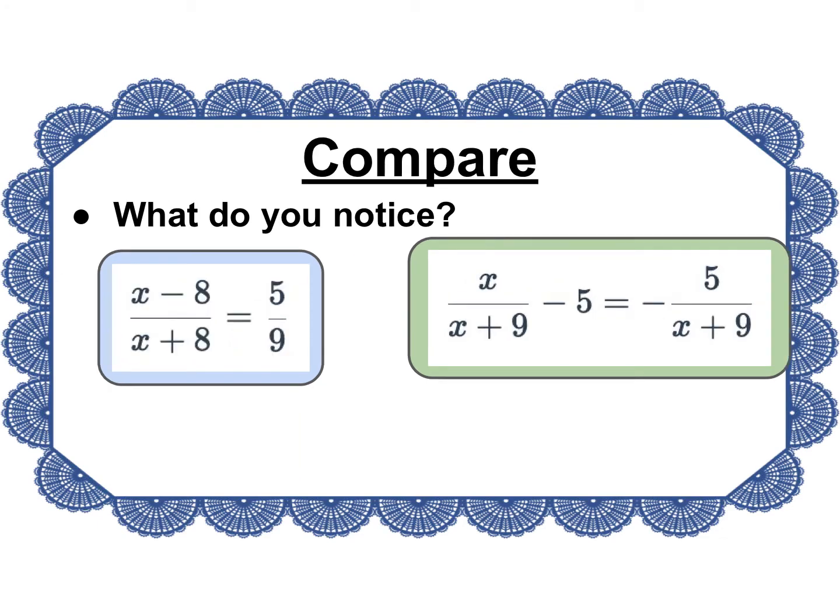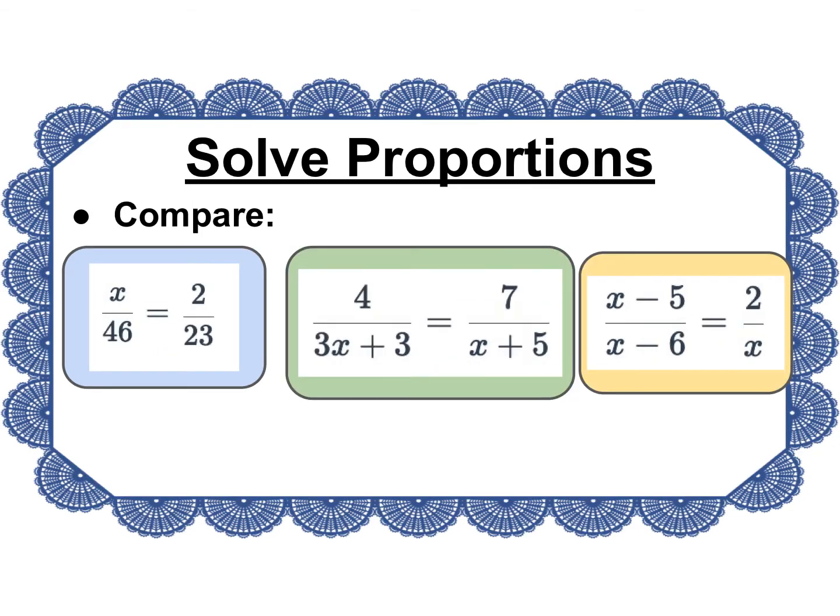Another piece that we want to compare is here we have two equations. So if you notice in the first one, we have a fraction equaling a fraction. But in the second one, I have a fraction minus some number equaling another fraction. So this one is going to take a little bit more work, but they're both going to involve undoing the denominator. So let's take a look.